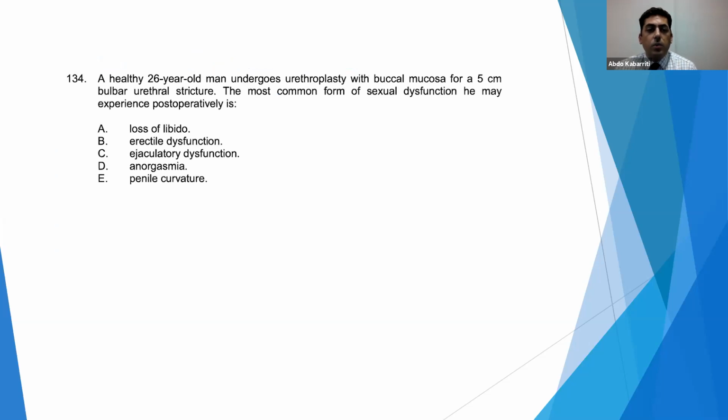Here's another question. A healthy 26-year-old man undergoes a urethroplasty with a buccal mucosa for a 5-centimeter bulbar urethral stricture. The most common form of sexual dysfunction he may experience post-operatively is.